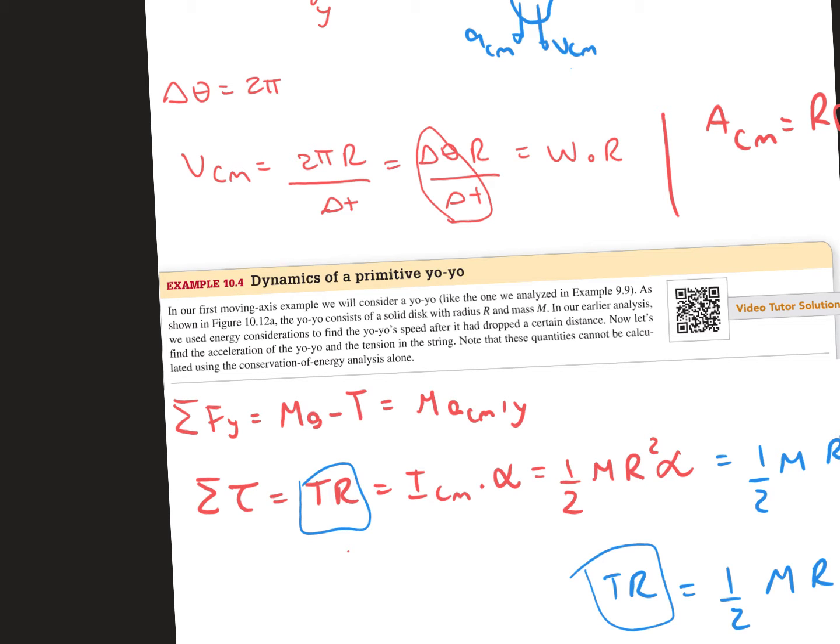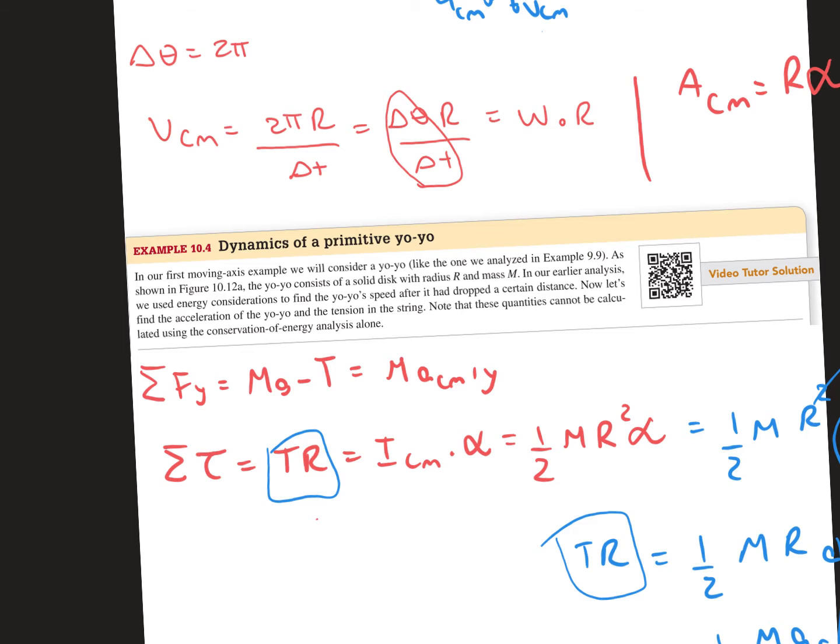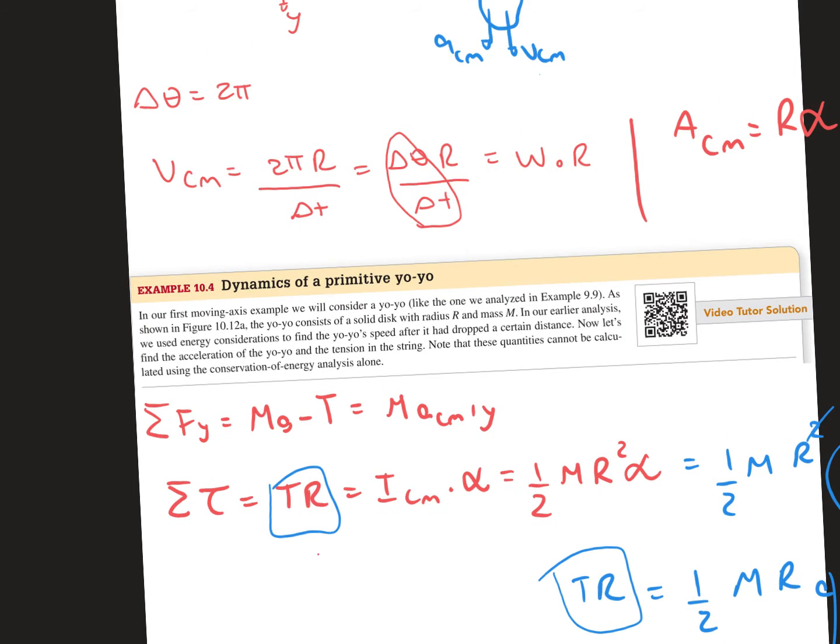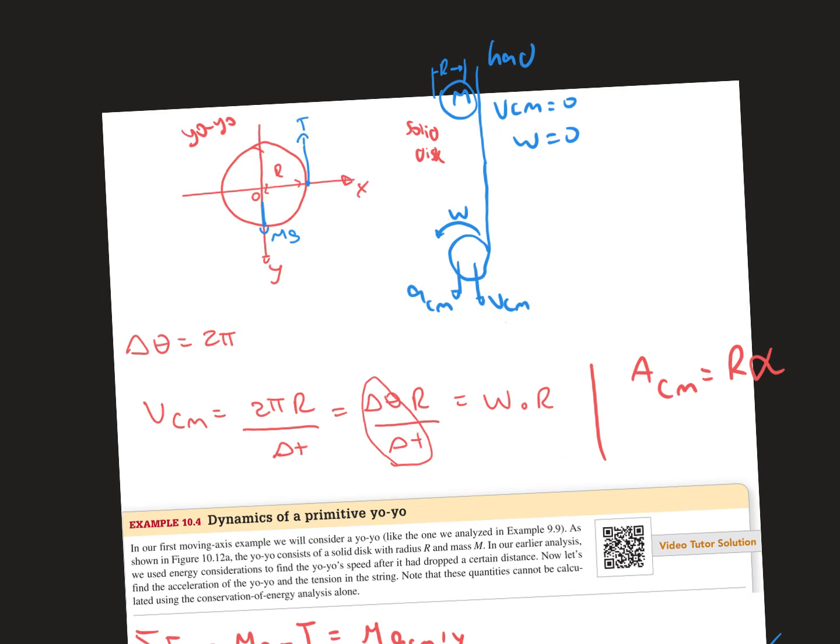This is a problem that we analyzed in example 9.9, but now we're going to find the acceleration of the JoJo and the tension in the string. Just to recap, this is a JoJo consisting of a solid disc with the radius r and the mass m. So we got the JoJo, we got the hand, and we have a picture when it drops down.